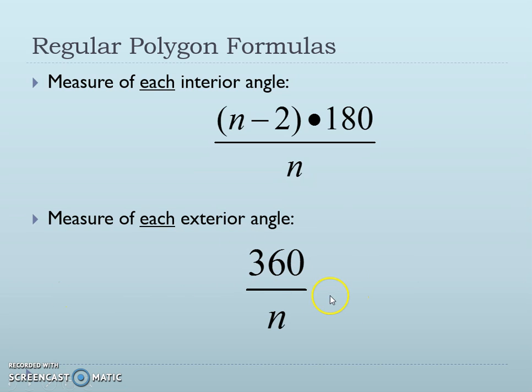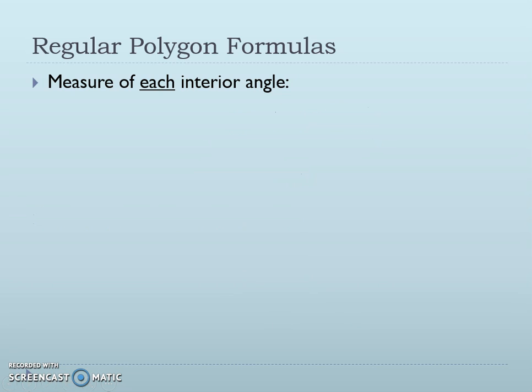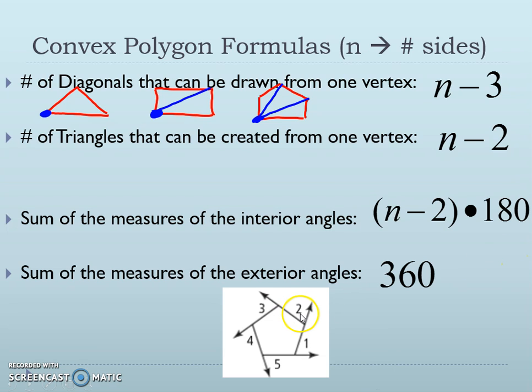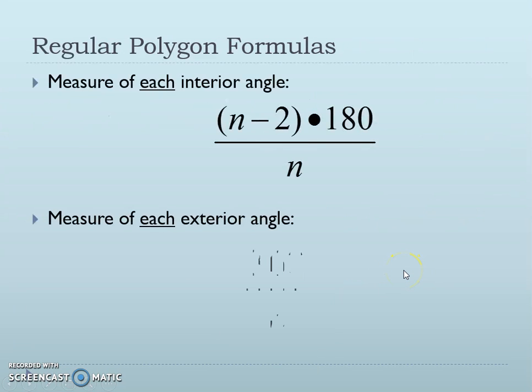So for any polygon, if they're regular, you do 360 divided by n, and then you're going to get the measure of each exterior angle. The exterior angles are these. Because the sum, when I add 1 plus 2 plus 3 plus 4 plus 5, is 360. But if I want each one, I do 360 divided by 5 for this one. But it only works for a regular polygon. Okay, all congruent sides and angles.